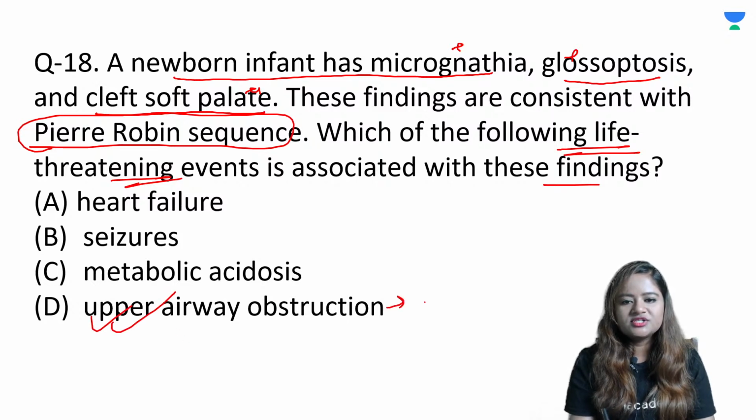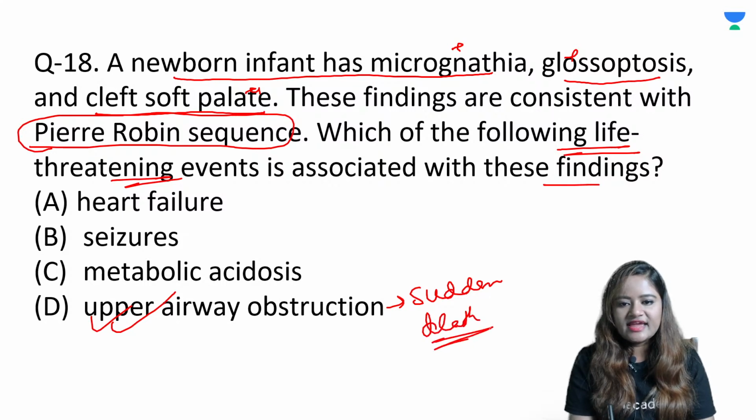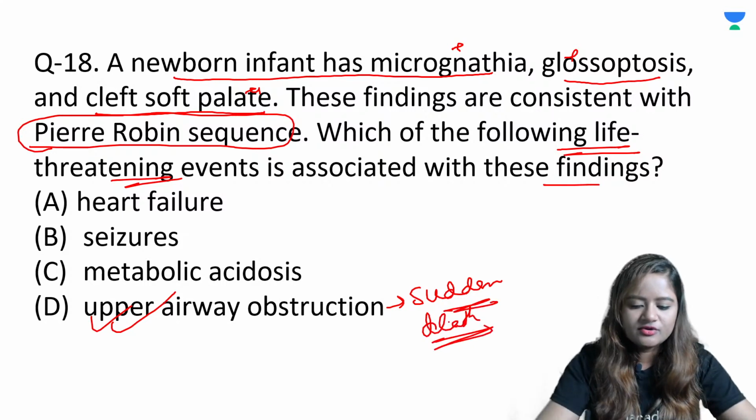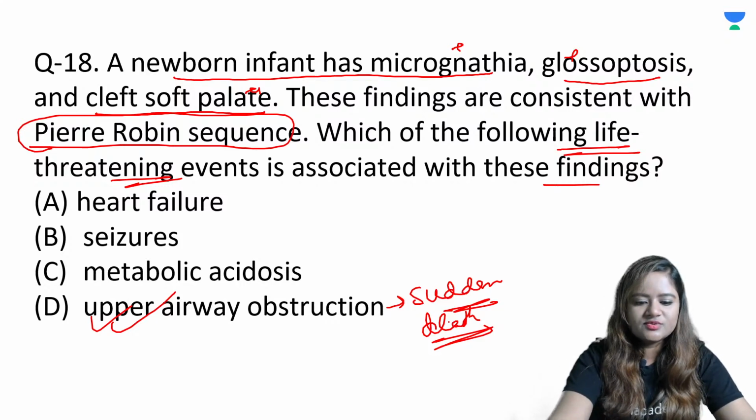So upper airway obstruction can lead to sudden death as well. Okay? So this is a life-threatening situation which is seen in Pierre Robin sequence. Alright, so I'm glad that most of you have come up with the right answer to this question.